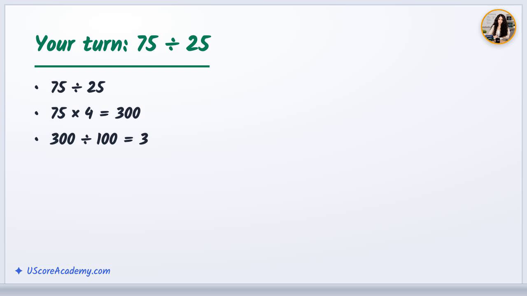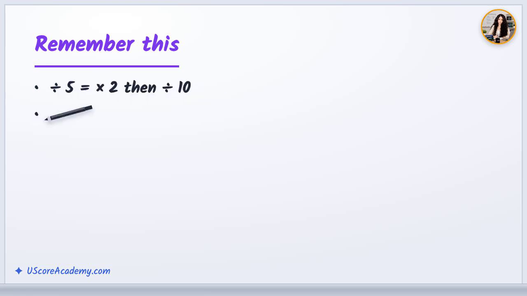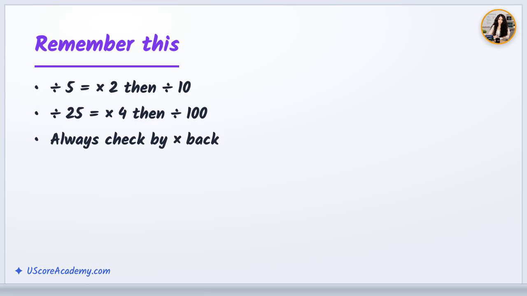Nice work. So here's the whole trick. To divide by 5, double and drop a 0. To divide by 25, times 4 and drop 2 zeros. Say these until they feel automatic, and always check by multiplying back. Most of these problems will take you under 5 seconds.